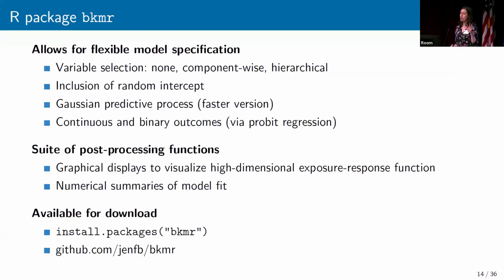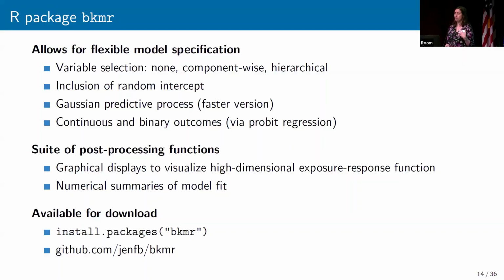Okay, so I talked a little bit about the motivating data sets and showing some results to illustrate some of the advantages of using these methods. I wanted to touch on the R package if you're interested in applying the methods. It's just called BKMR, all lowercase. And it allows for a flexible model specification. So you can do no variable selection or either the component-wise or hierarchical approach.